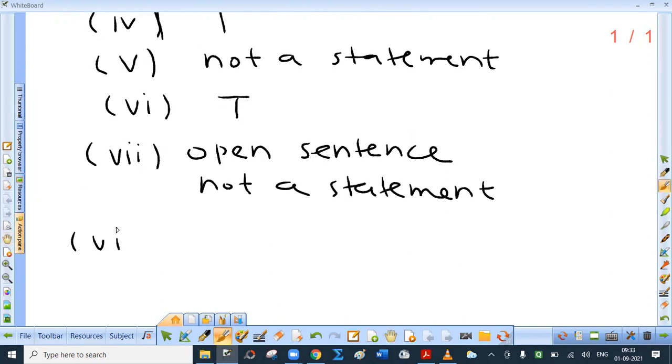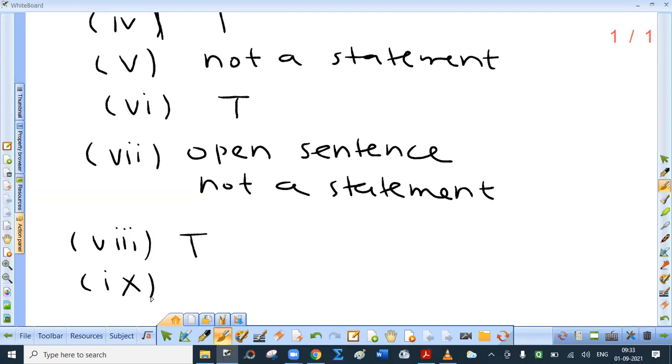Now, the 8th sentence: a quadratic equation cannot have more than 2 roots. Yes, it is a statement which is true. Hence, its truth value is T, capital T. See, we are asked to find the truth value in each case, so we have to write that if it is a statement, of course.